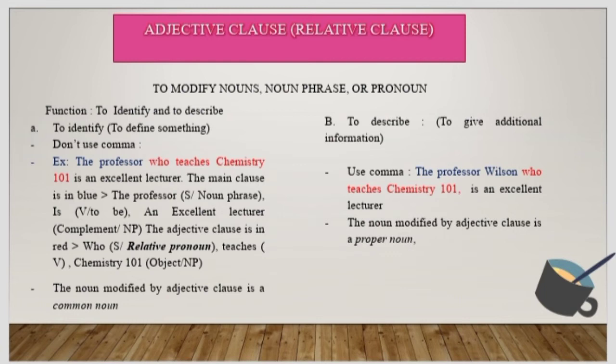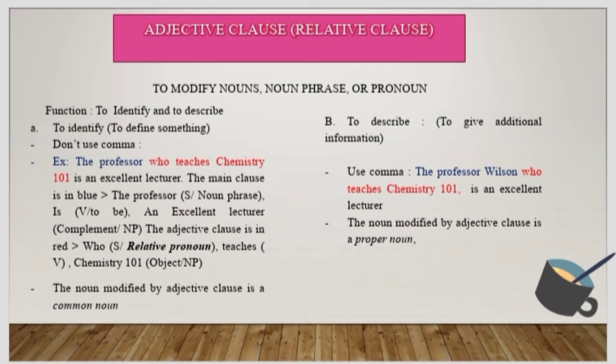The main clause is in blue, the professor. The professor is the subject or noun phrase. Is is the verb or to be, an excellent lecturer is the complement or noun phrase. The adjective clause is in red, who, the relative pronoun. Teaches is the verb and chemistry 101 is the object or noun phrase. The noun modified by the adjective clause is a common noun.